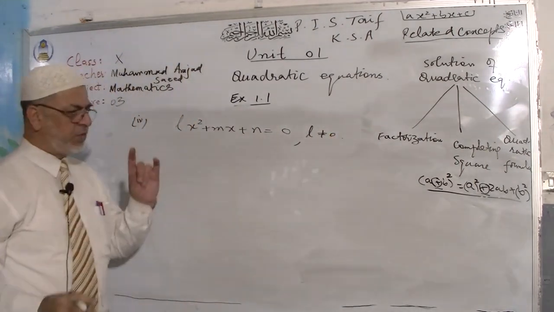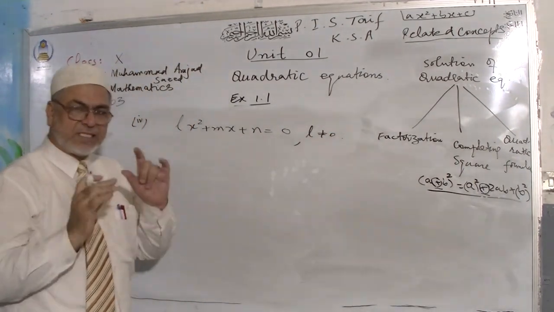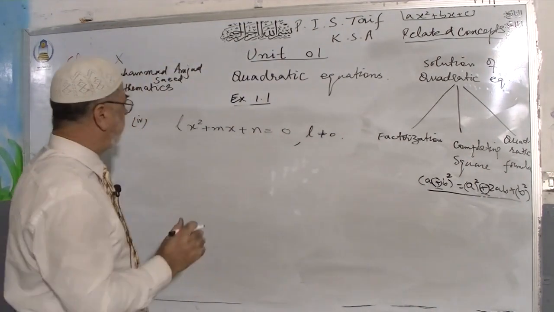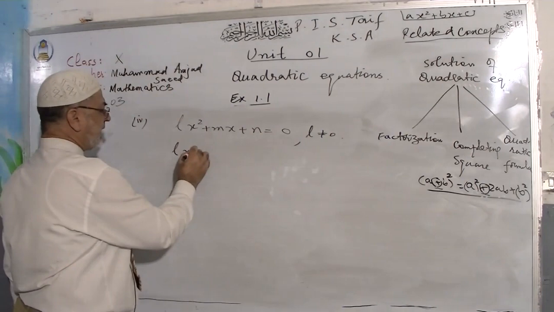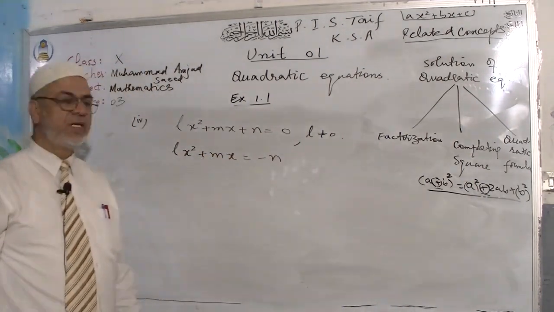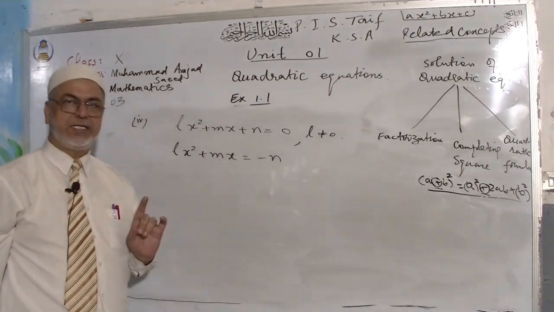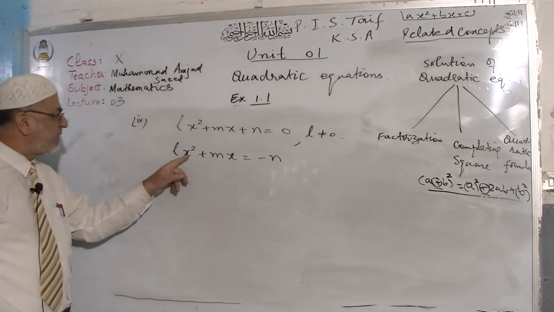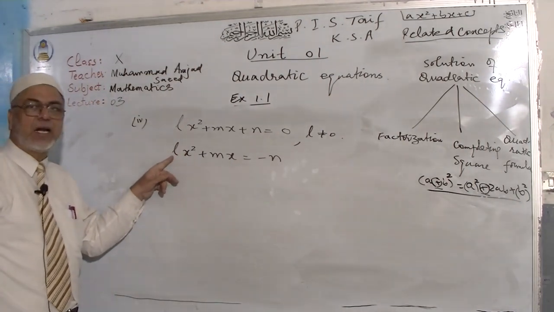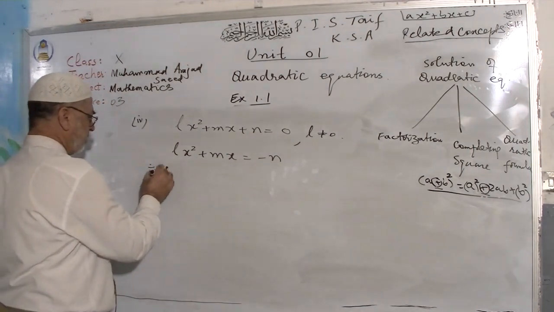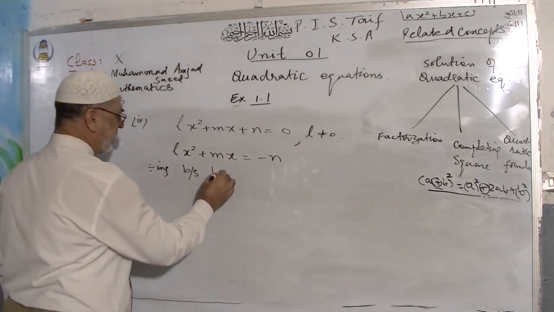Remember that I told you, first of all, what is the procedure? You bring your constant term to the right hand side as Lx square plus mx is equal to minus n. Bring this constant to the right hand side. After that, check the coefficient of x square. Is it a square complete or not? So it cannot be written. So dividing both sides by L.